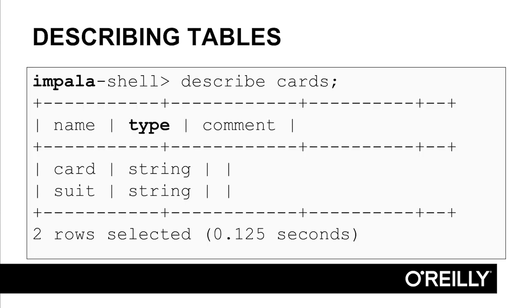If we forget, oftentimes it's helpful to review what the makeup of a table is. What we can use is the describe command to remember what exactly was in that table. In this case, we're here at the Impala shell, and we type in describe cards. What that's going to do is it's going to output the type and the name and any comments that make up that table. In this case, we just created a table called cards. And in it, card is of type string, and suit is of type string.